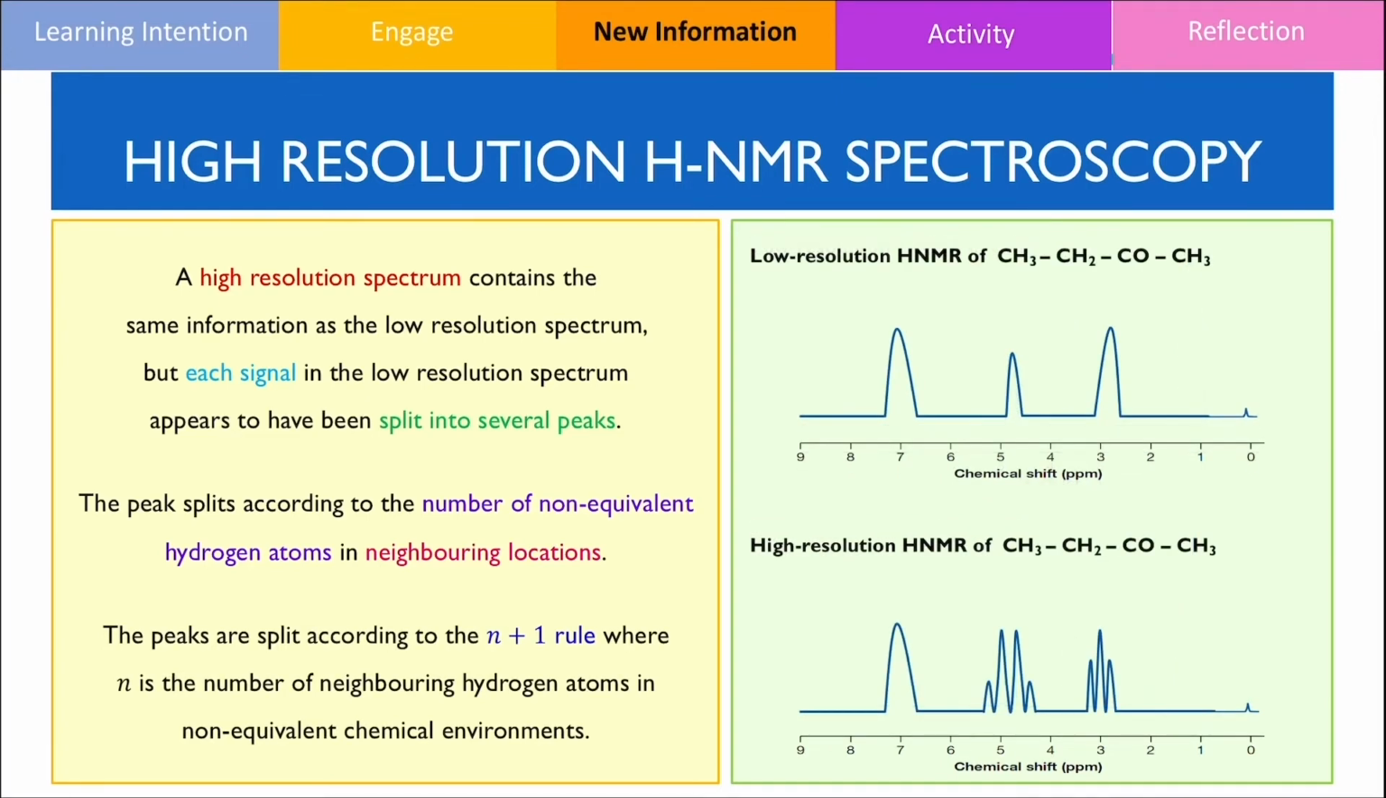The following image over here shows the differences between a low-resolution HNMR versus a high-resolution HNMR for the same compound, and you can see that the high-res again shows you different splitting patterns.